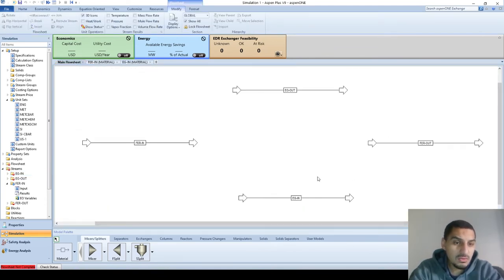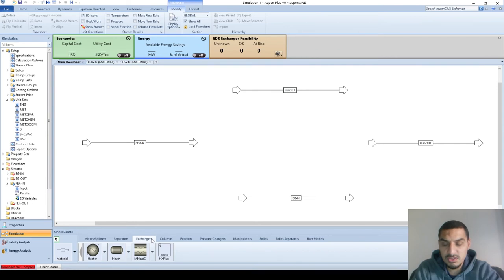I didn't define the temperatures of the exit streams because this is something that we are going to do when we define the heat exchanger itself. So this will be calculated based on the definition of the heat exchanger.